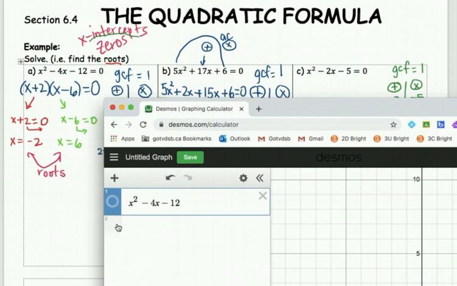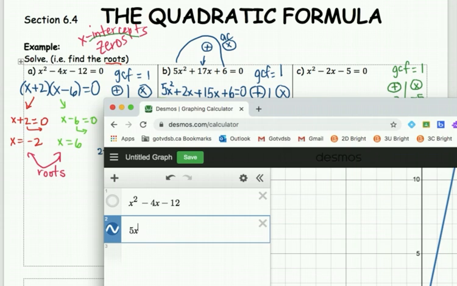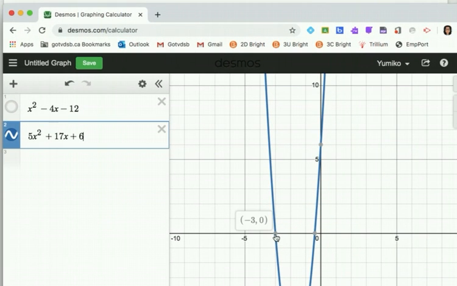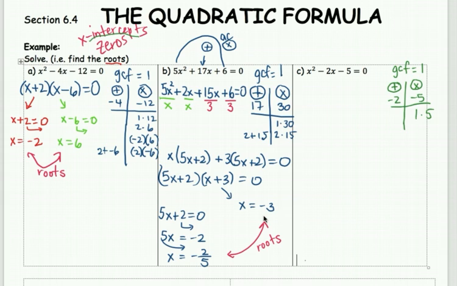Okay, let's do the next one as well. I'll turn this one off and put on another one here: 5x squared plus 17x plus 6. If I look at the intercepts here, we have -3 and -0.4, which is the 2/5 here, and the -3. But again, I always want you to write your answers in fraction form or integer form like this. Don't go to decimal, okay?